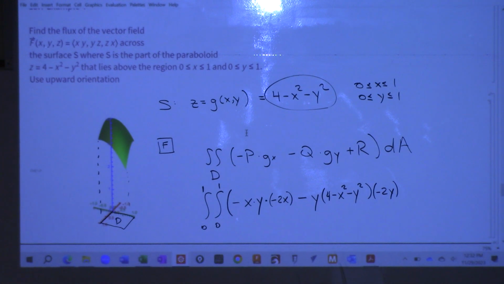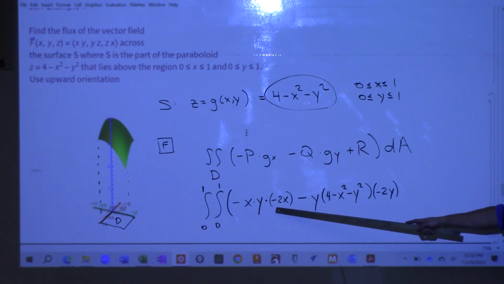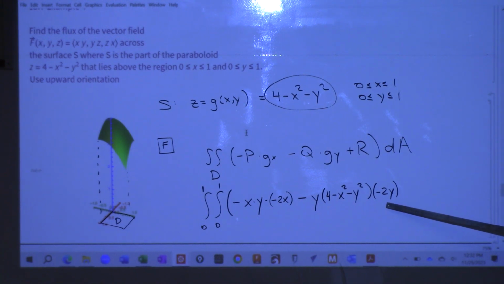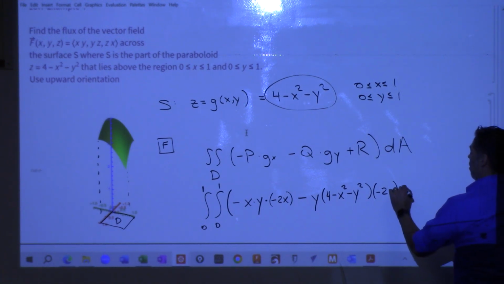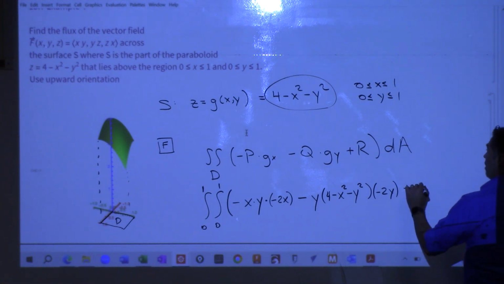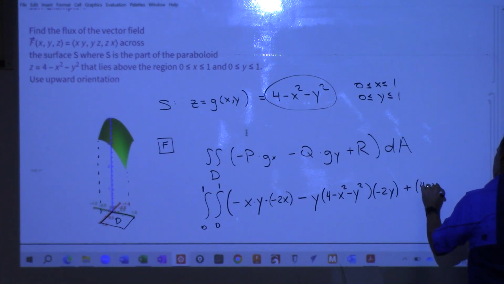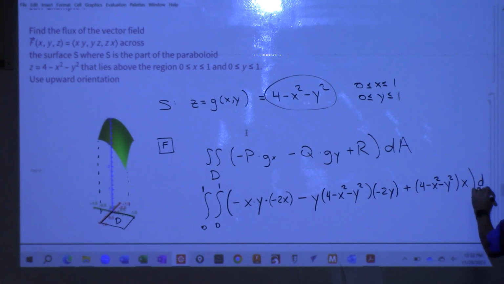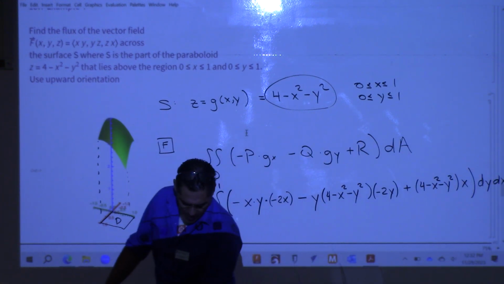Okay. So we have negative P times partial g with respect to x, minus Q with that z replaced times partial g with respect to y, plus R. R for us is what? zx. And z was 4 minus x squared minus y squared, times x. And then all of this dA, does that matter? No. dy dx, I'm going to go dy dx. That's what we normally do. Whatever that is. We can put all that together. Let's see if I worked it out here.